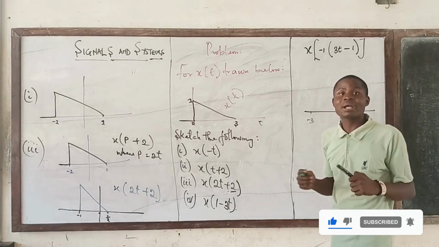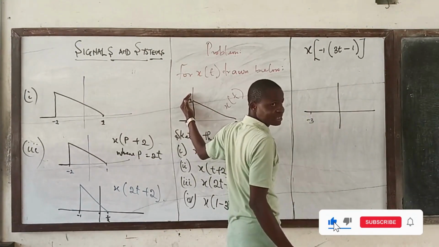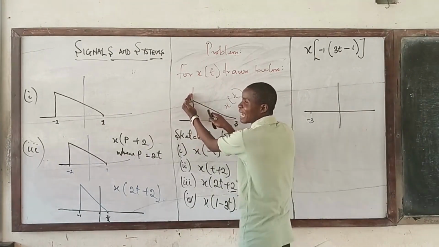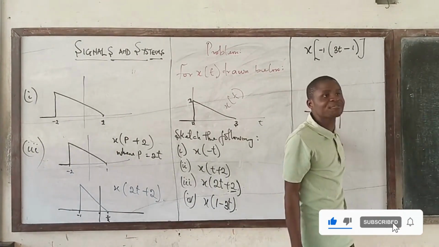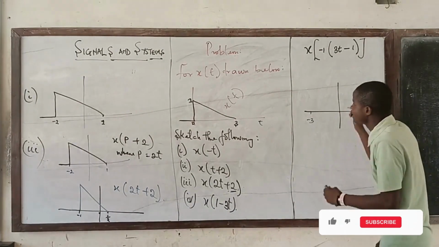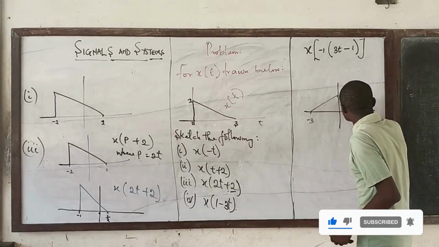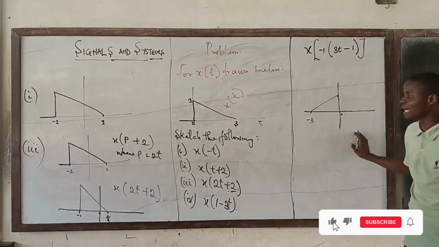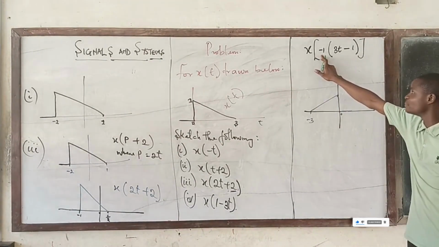And I have told you that flipping is like carrying a mirror beside your signal. The image produced by your mirror, taking your original signal as your object, is your time flipping operation, or we call it time reversal. So look at this, we have something like this. Here I have minus 3 and 0. I have done time reversal, which is time flipping.